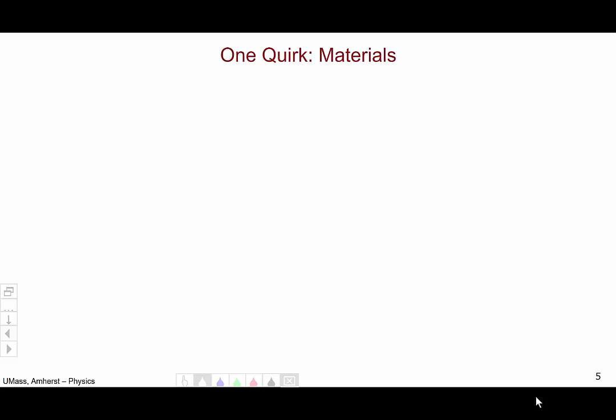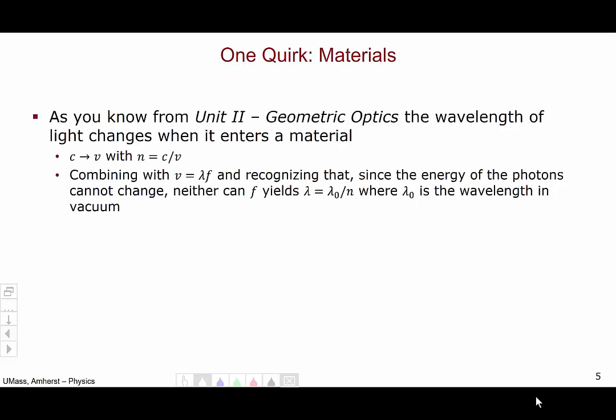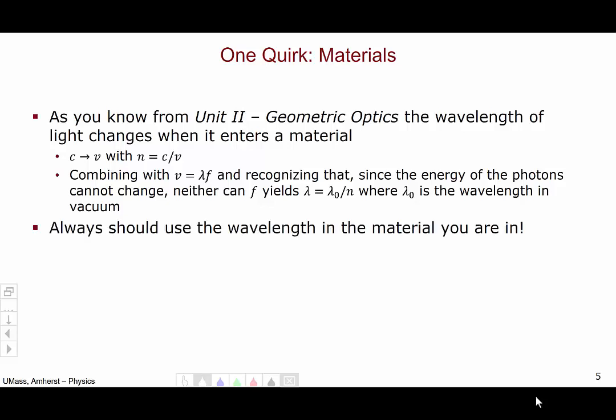So there is one quirk with using wavelengths as a measure of distance, and that comes in with materials. As you know from Unit 2 on geometric optics, the wavelength of light changes when it enters a material. The speed of light goes from the speed c, 3 times 10 to the 8th, down to v, whatever the v is in the material, where the index of refraction is n equals c over v. When I combine this definition of n with the fundamental relationship for waves v equals lambda f, and recognizing that the frequency can't change, then that tells me that the wavelength in the material, lambda, must be lambda naught, which is the wavelength in vacuum, divided by the index of refraction. The key point for optical path length is that you should always use the wavelength of the material that the light is currently in.